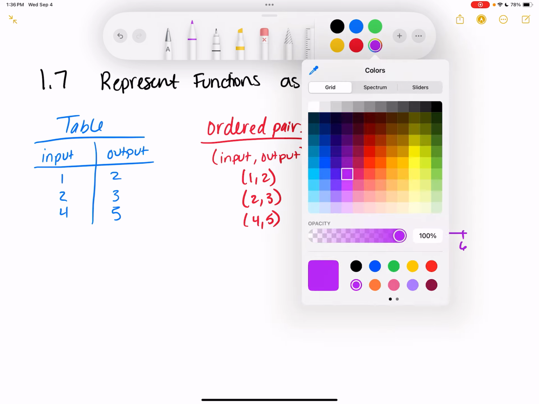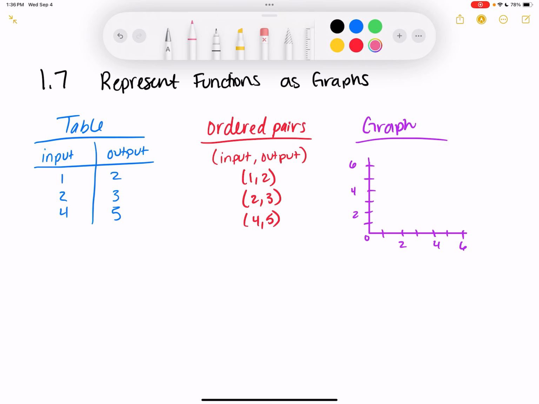So now I'm going to plot these points on my graph. So the point 1, 2, we're at 1 on the x and up to 2 on the y. So it's there. The second point is 2, 3, so that's 2 on the x, 3 on the y. And my last point is 4, 5, so 4 on the x and all the way up to 5 on the y. So those are my 3 points that I am plotting there for that graph.